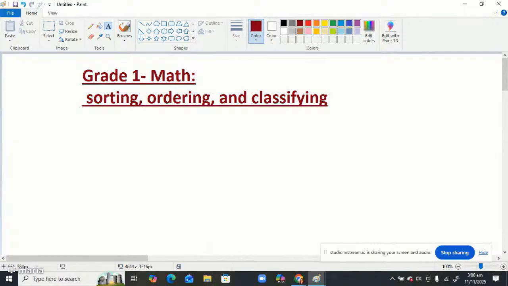So today we are here for grade 1 maths. The chapter we discuss today is sorting, ordering and classifying.